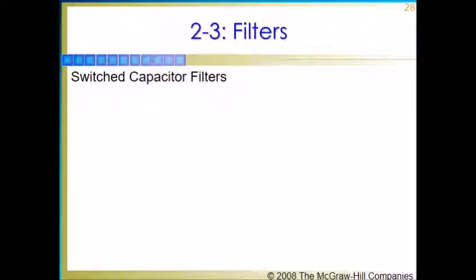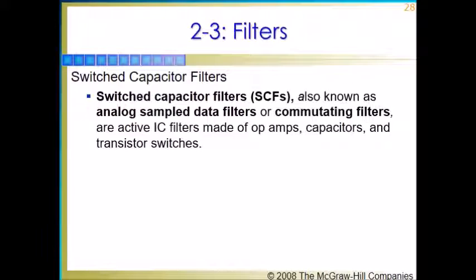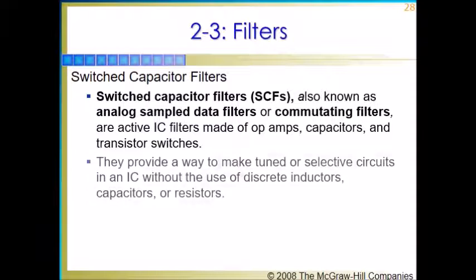Switch capacitor filters. Switch capacitor filters, SCFs, also known as analog sampled data filters or commutating filters, are active IC filters made of op-amps, capacitors, and transistor switches. They provide a way to make tuned or selective circuits in an IC without the use of discrete inductors, capacitors, or resistors.